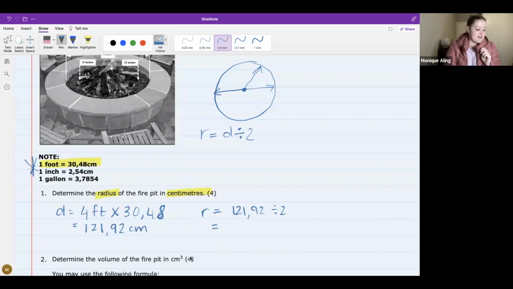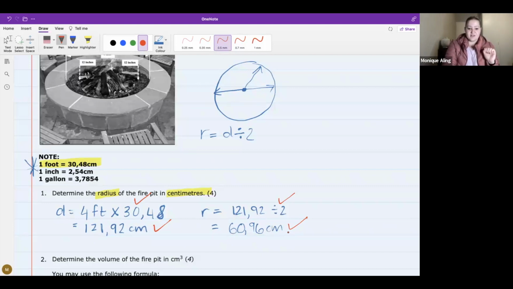And I see you guys are ready with the answers. Good. Which gives us 60,96 centimeters. As you can see, that question was for 4 marks, so it's important to show all your working out. The first mark was showing the conversion, getting your answer in centimeters, dividing your diameter by 2, and getting your radius answer. I think that's easy 4 marks.